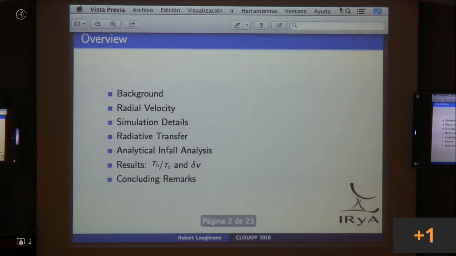Here's a brief overview of the talk. First of all, I'll cover some of the background material. Then I'll consider the radial velocity profile in such low mass cores. I'll then consider the simulation details of Naranjo-Romero's paper in 2015, and the radiative transfer details that were used to create the synthetic spectra. Then I'll look at the analysis of the synthetic spectra using the HILL5 analytical model from De Vries and Myers 2005. Finally, some selected results, the ratio of T_B to T_R, and the Mardones parameter, Mardones et al. 1997. Finally, some concluding remarks.